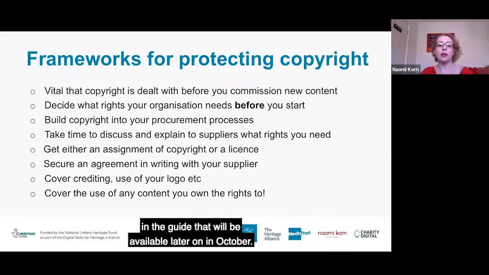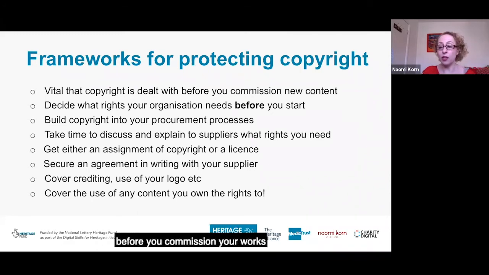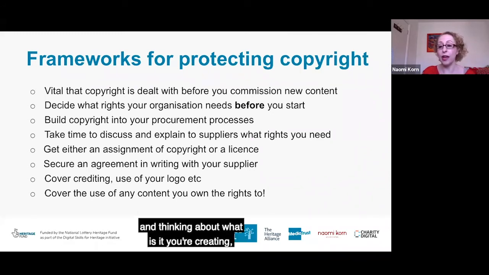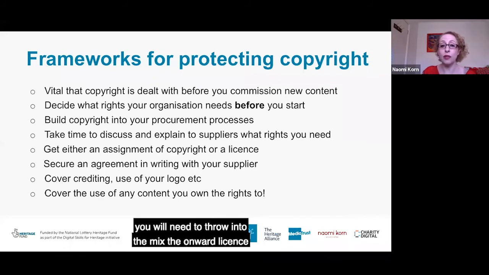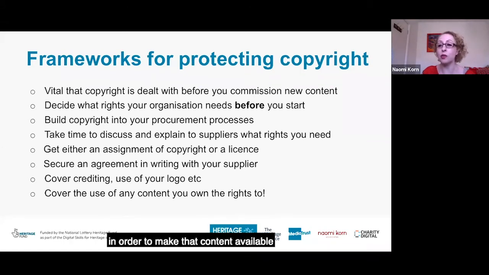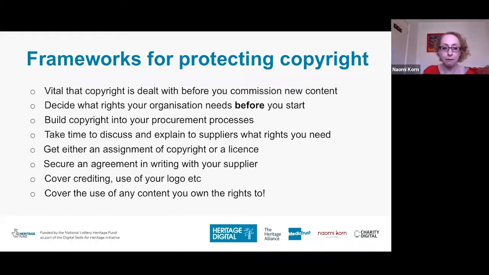So it's absolutely vital that copyright is dealt with before you commission new works, and thinking about what is it you're creating, what rights you need. If you're being funded by a funding body like the National Lottery Heritage Fund, you will need to throw into the mix the onward license that you've promised them. So now it's the Creative Commons Attribution License. You'll need to understand that you will need enough rights from anyone you commission in order to make that content available under a CC BY license.